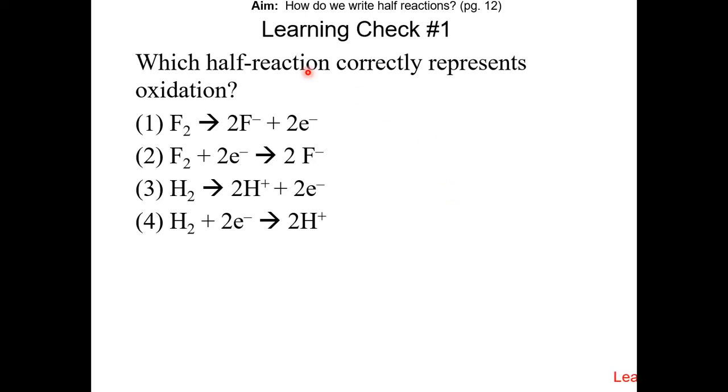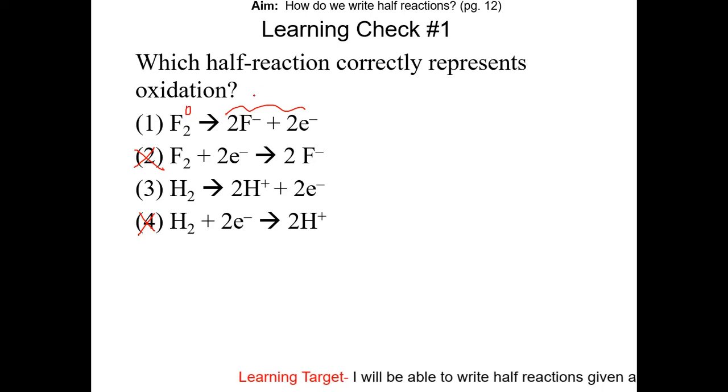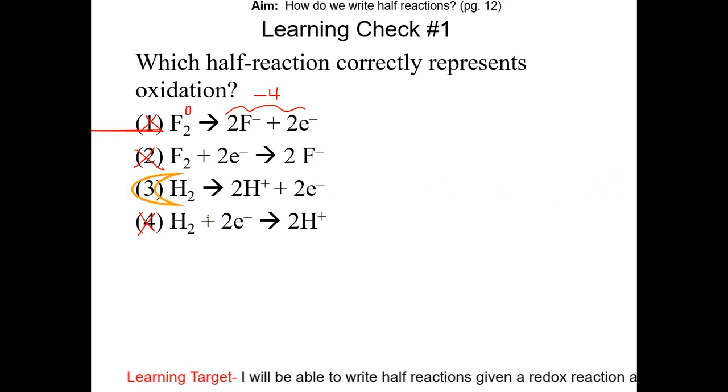Learning check number 1. Which half reaction correctly represents oxidation? Pause the video and resume when completed. For oxidation half reactions, you write electrons last, so choice 2 and choice 4 are wrong. Choice 1 is also wrong because conservation of charge is not observed. The charge of the reactant side is 0. The total charge of the product side is -4. So choice 1 is wrong. Choice 3 is the best answer.